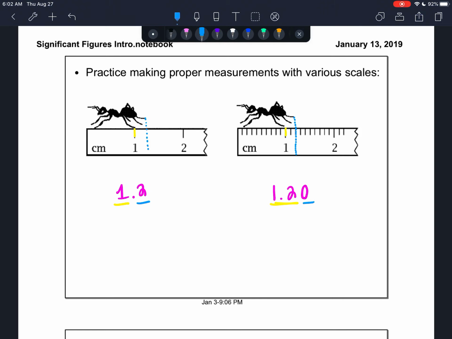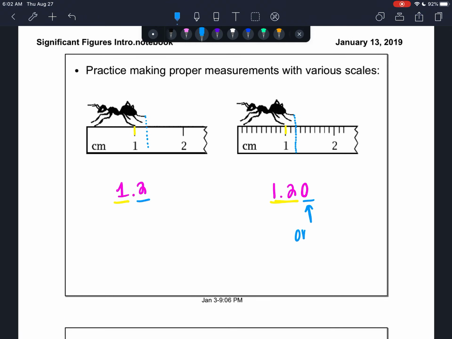Let me explain why. When you are estimating that something is right on the tick mark, your uncertain digit is going to be 0. What that's telling the reader of your measurement is you're saying, I think that this ant fell right on 1.2. He wasn't shorter than 1.2 centimeters, he wasn't at 1.19, and he wasn't longer than 1.2 centimeters at 1.21. I think he was right at 1.2. So my uncertain digit is that 0, because that's what I'm guessing, is that he's right at 1.2.